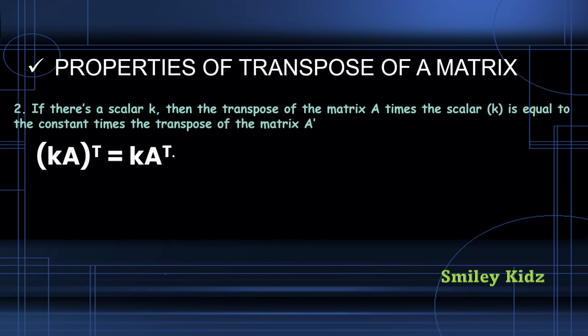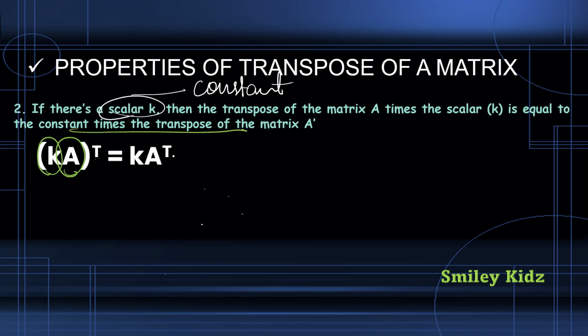Here we have, if there's a scalar k, that is a constant basically, then the transpose of the matrix k times A will be equal to the constant times the transpose of A. Wherever it is written 'times', it's basically multiplication. Do not get confused.